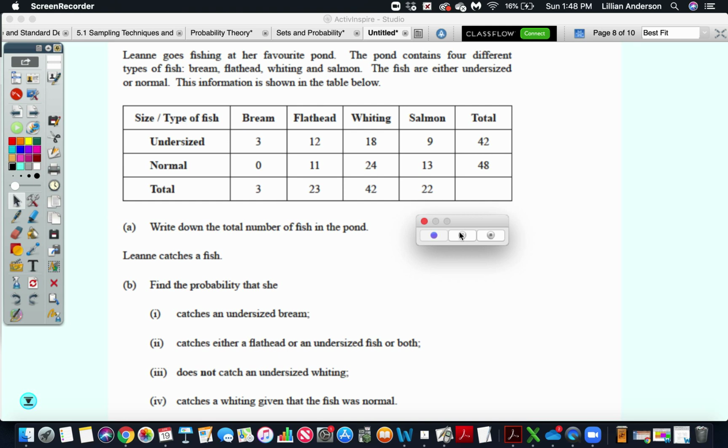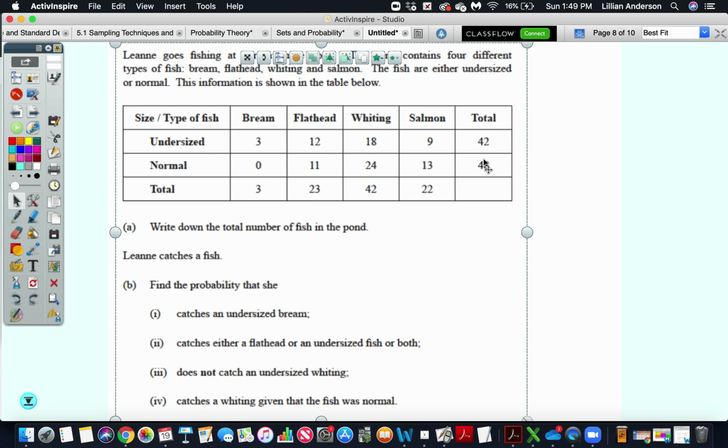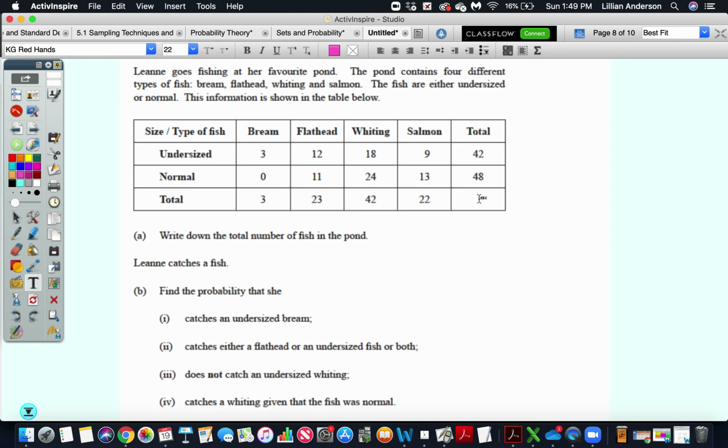Leanne goes fishing at her favorite pond. The pond contains 4 different types of fish: bream, flathead, whiting, and salmon. The fish are either undersized or normal. This information is shown in the table below, and you're asked to write down the total number of fish in the pond. Very simply, you can either add up the totals of the sizes of the fish, or you can add up the totals of the types of fish. Either way, the answer is going to be the same. The answer is going to be 90. And it always will be in a two-way table. So, easy 1 point there.